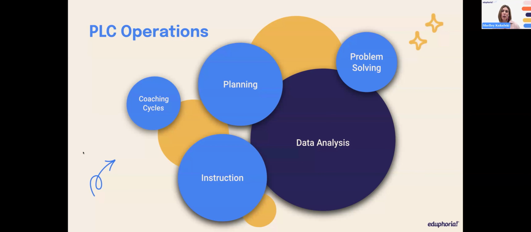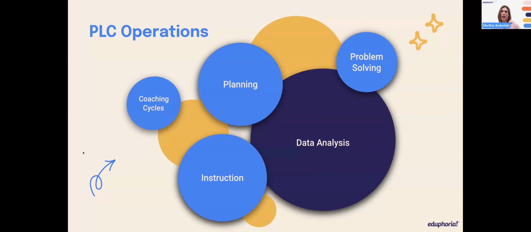And then when these are shared and used in instruction, we have the greatest impact on student learning. So, again, just best first instruction. What about problem solving and coaching with your PLCs? What are the operations for that?